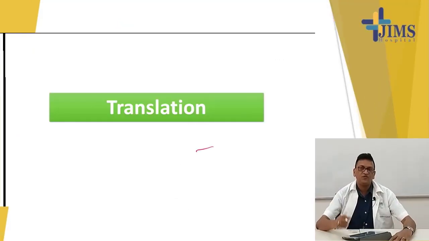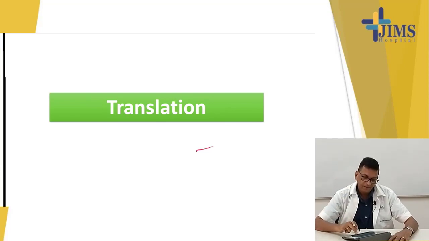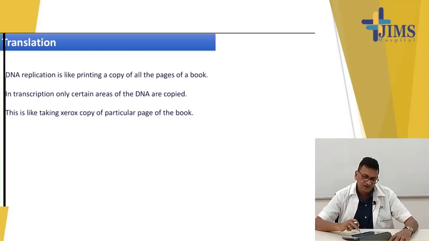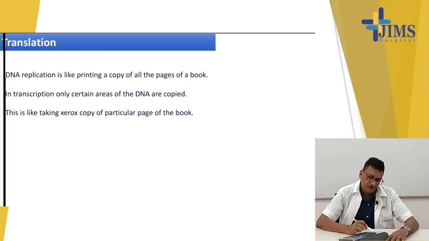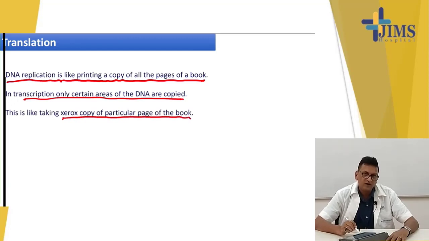So good morning everybody. We will continue our discussion on translation of proteins. DNA replication is like printing a copy of all the pages from the book, which we have already discussed. You are ultimately copying the total sequence of DNA in replication, right? In transcription, only certain areas of the DNA are copied, like copying a page from the book. That is like a Xerox copy of a particular page of a book.